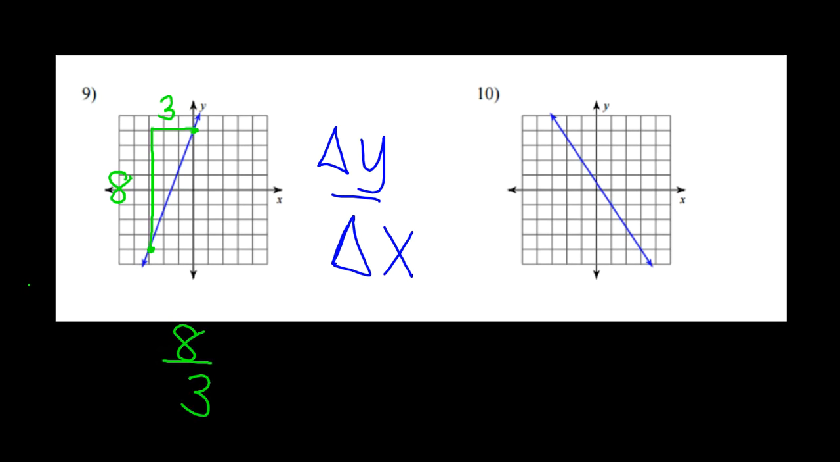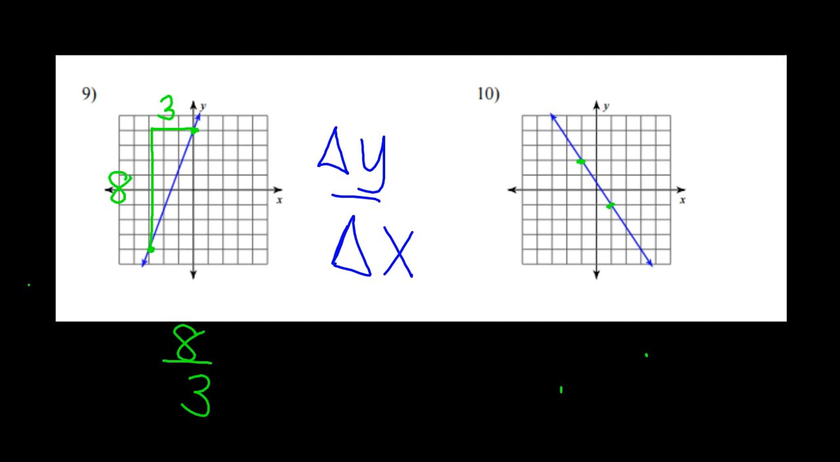So to recap, we're going to find some very neat and easy points to use, and then all we're going to do is figure out how much y is changing and how much x is changing by. All right, let's find a couple points on number 10. There's a nice one right there. And there is another nice one right there. There's a couple good points there.